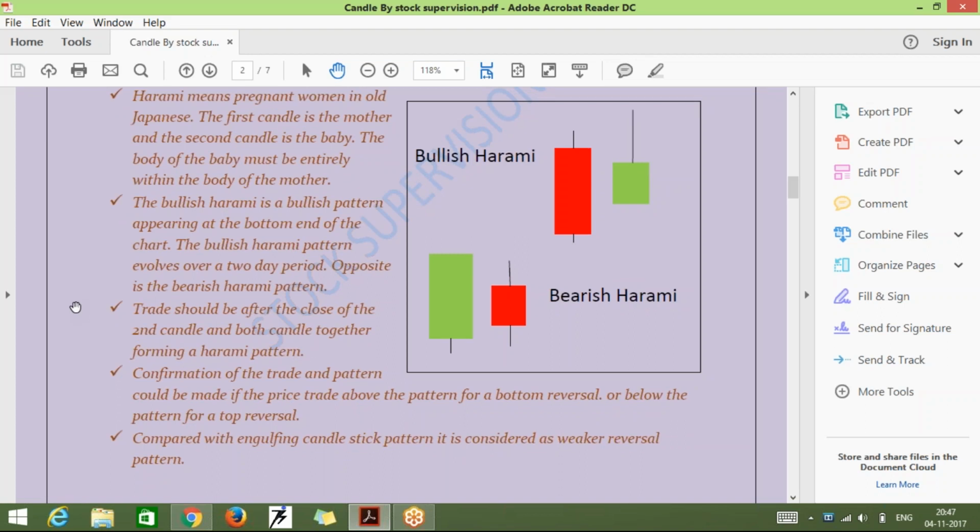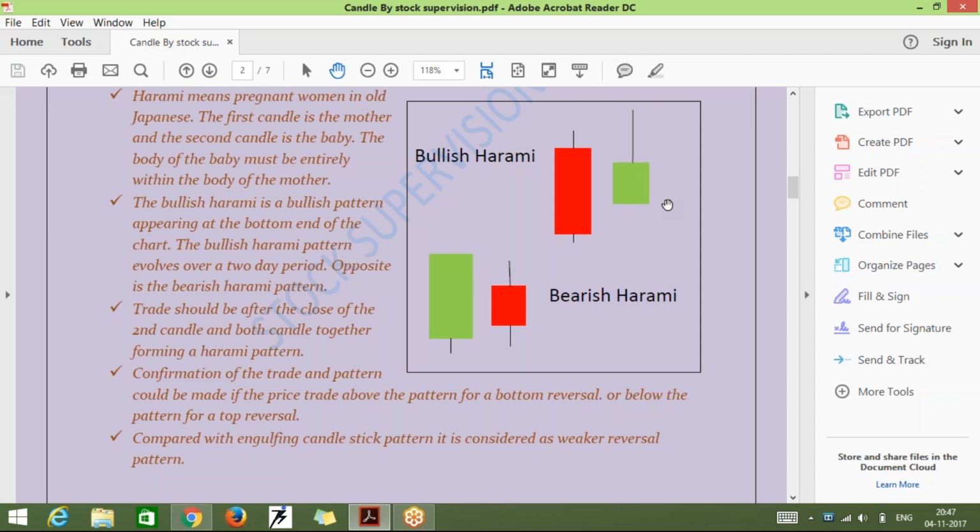If you are trading here, the stop loss should be the candle close. In case of a bearish harami, if you are shorting, the stop loss should be either the candle close or candle open. I think you can understand. In case of a bullish pattern, please focus on the cursor. It's a bullish harami, so if you have taken the trade here, the stop loss should be here.